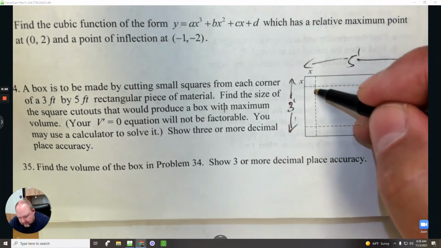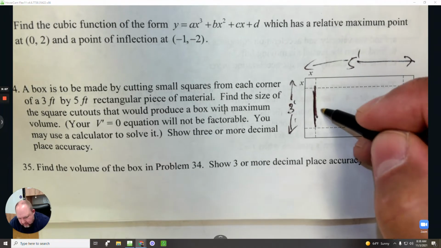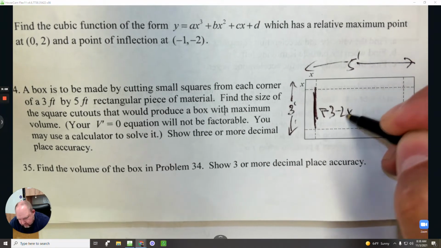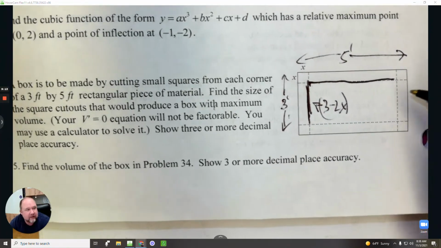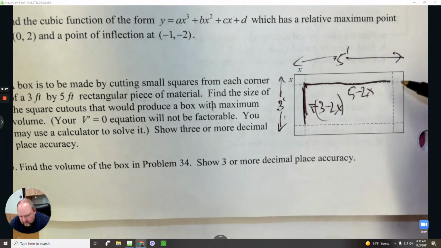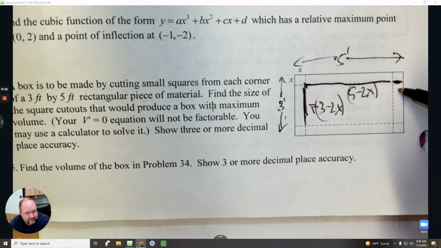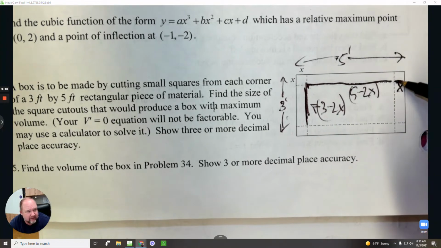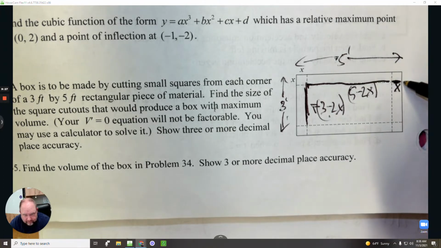So this is going to be the width, and that width right there is 3 minus 2x. This right here is going to be the length of the box. That's 5 minus 2x. And then this part right here is just x, and that's going to be the height when you fold it up. So these are the dimensions for the volume.